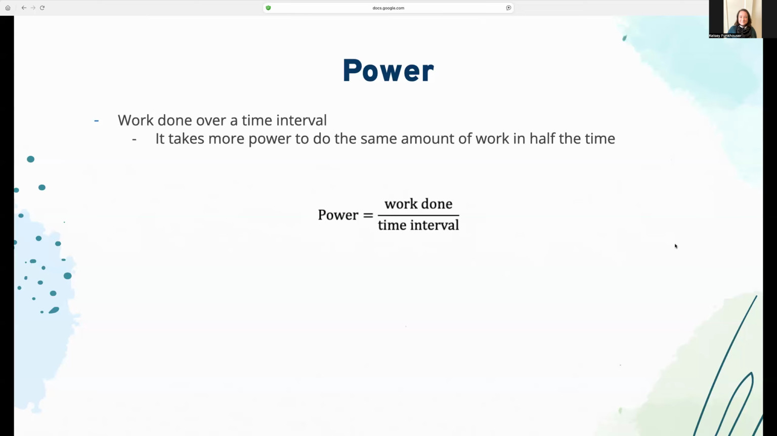One way to think about this is an example of unloading groceries. Let's say you live on the second floor of an apartment building and you do the same amount of work if you walk the groceries up the stairs as if you run them up. But you use much more power to run them up the stairs. And that's because you've done the same amount of work carrying those grocery bags up to the second floor, but over a shorter amount of time, meaning the power required is bigger. Power has units of watts, which are joules divided by seconds.